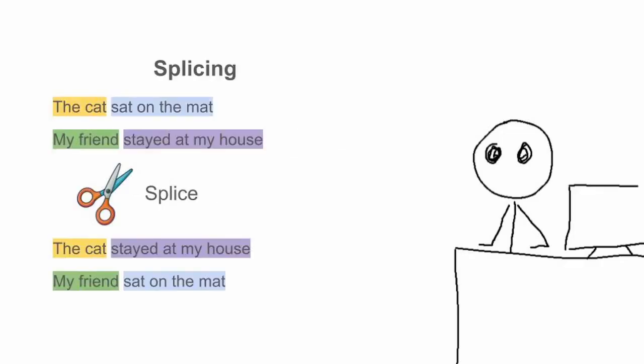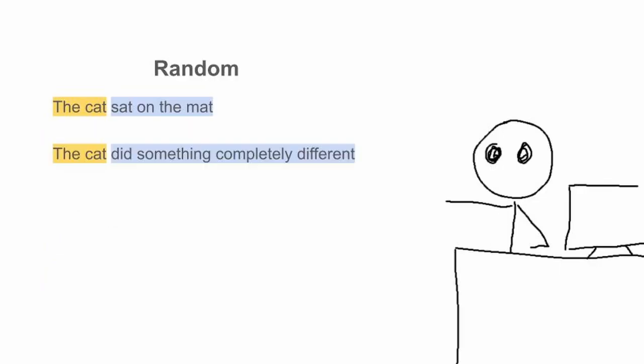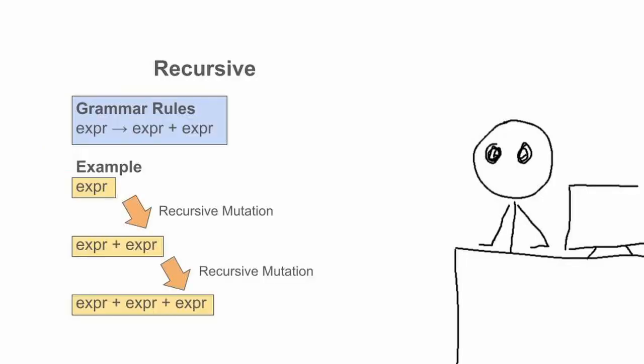One is a splice, which will just simply combine two different walks. A random mutation, which will choose a point and then regenerate the entire rest of the walk. And then a random recursion would repeat recursive subwalks. For example, if an expression can be equal to an expression plus another expression, this would be a recursive subwalk.